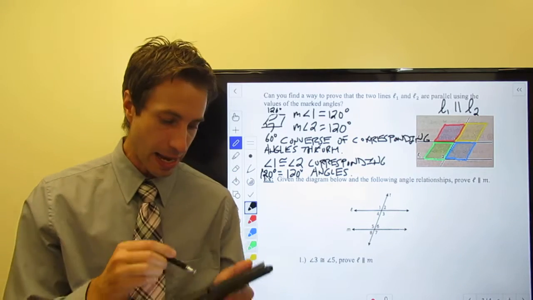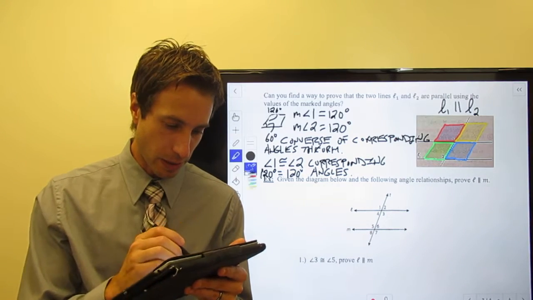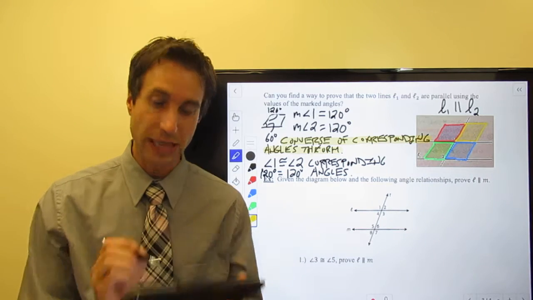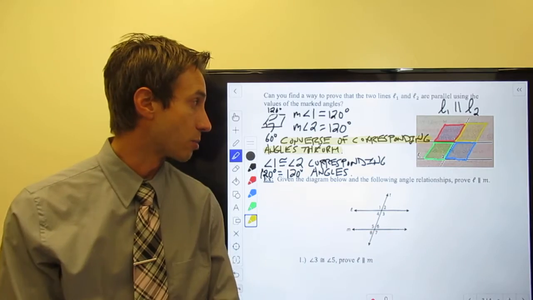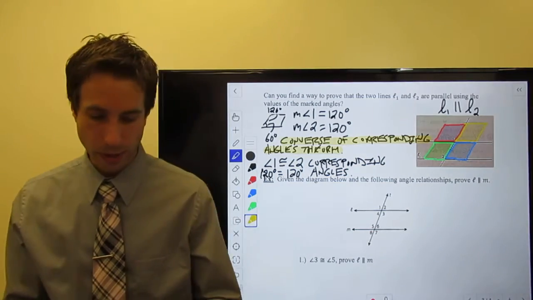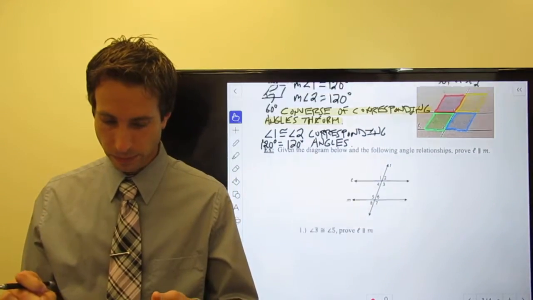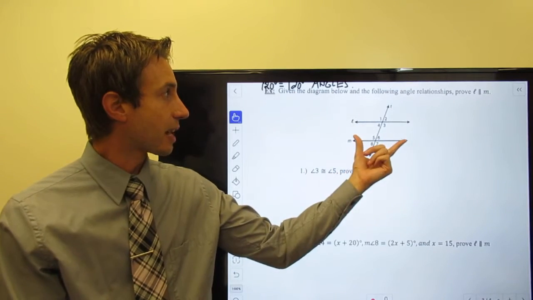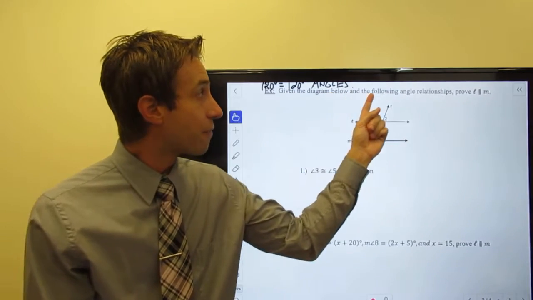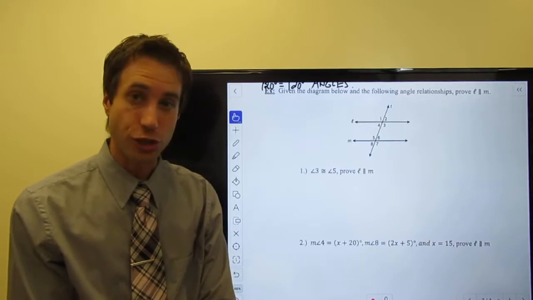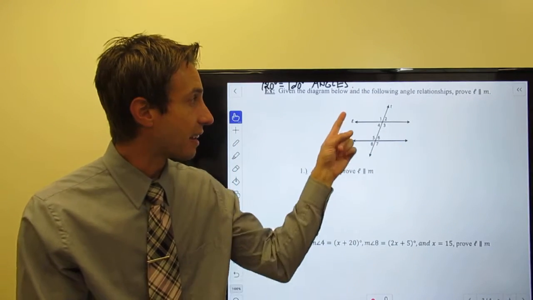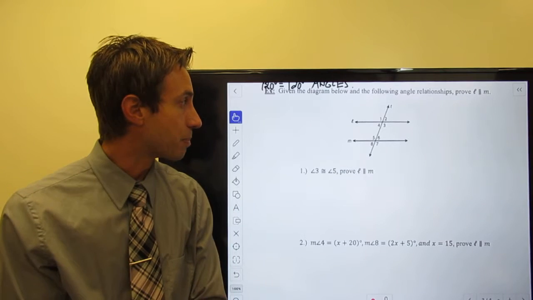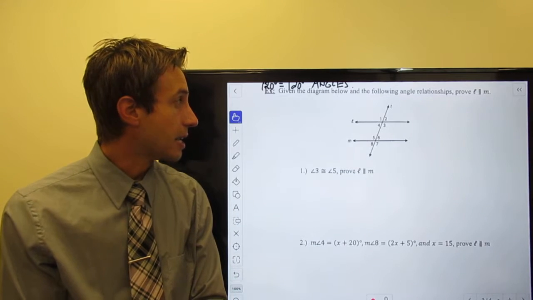And how did I do that? I used this theorem right here, the converse of the corresponding angles theorem. Okay, let's do another one. All right, here's what I've done. I've given you a diagram, this guy right here, and the following angle relationships. I want you to prove that line L is parallel to line M. Can we prove line L is parallel to line M?